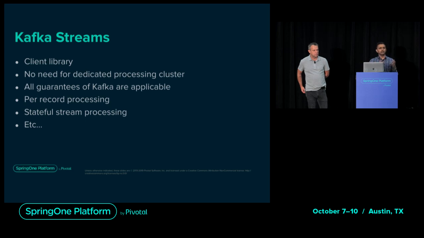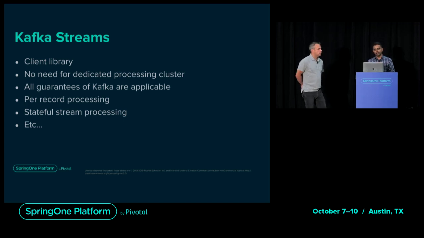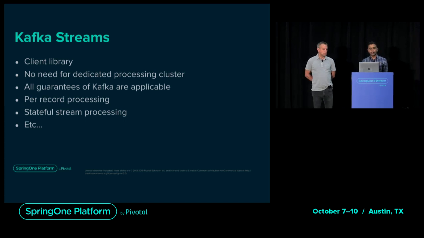Another thing is that using Kafka Streams, all the guarantees that Kafka provides are applied, like fault tolerance, replayability, offset management. All those things are already built in. Another thing is that Kafka Streams is per-record processing. You get a Kafka record, you process it, you're done with it, and get the next one. That is the programming model that they support.